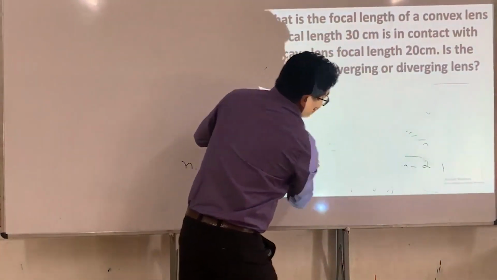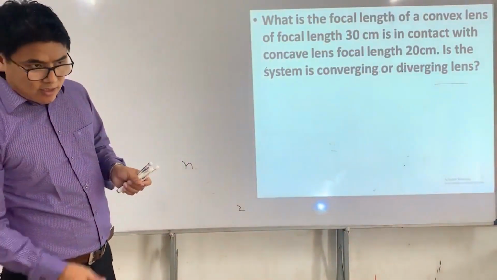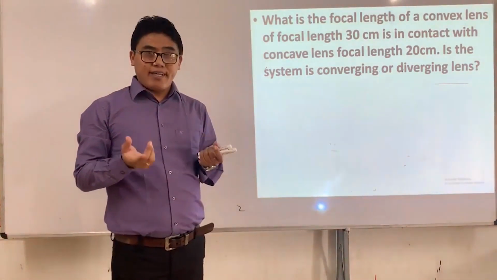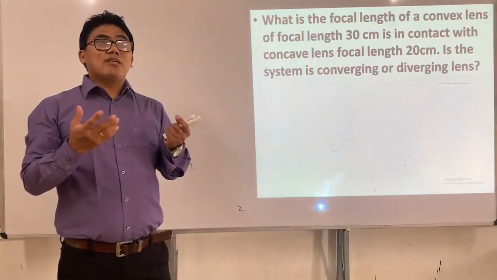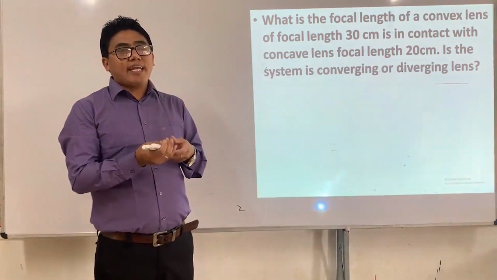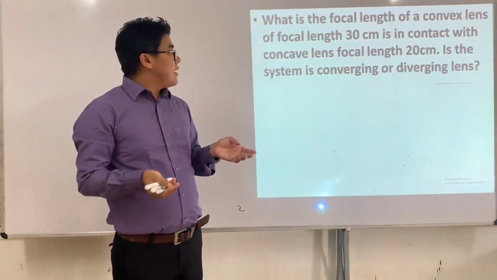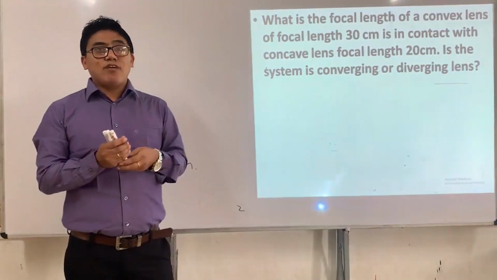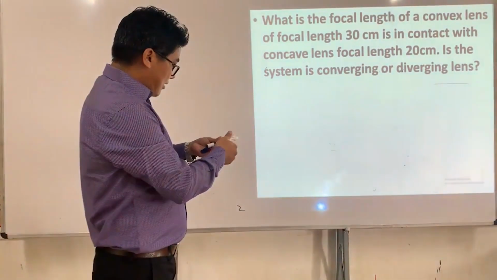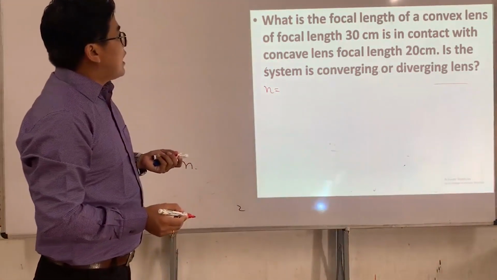So look at this. System is converging or diverging. This tells you whether the total or combined lens is convex or concave. That means is it converging or is it diverging? If focal length is negative, then it tells that it is concave. Why? Because it is going to diverge. If focal length is positive, then it is convex. It is converging. So that is the point here.